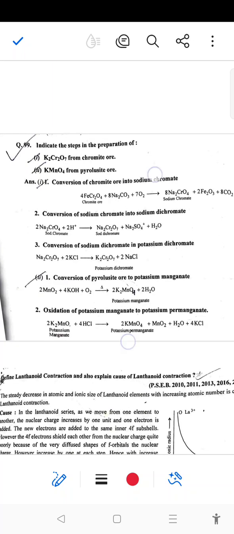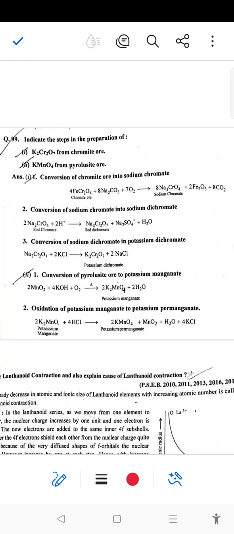Next is the preparation of potassium dichromate from chromite ore. In the first step, chromite ore is converted into sodium chromate: the chromite ore reacts with sodium carbonate in the presence of oxygen to form sodium chromate. In the second step, sodium chromate in acidic condition changes into sodium dichromate, and sodium dichromate reacts with KCl to form potassium dichromate.